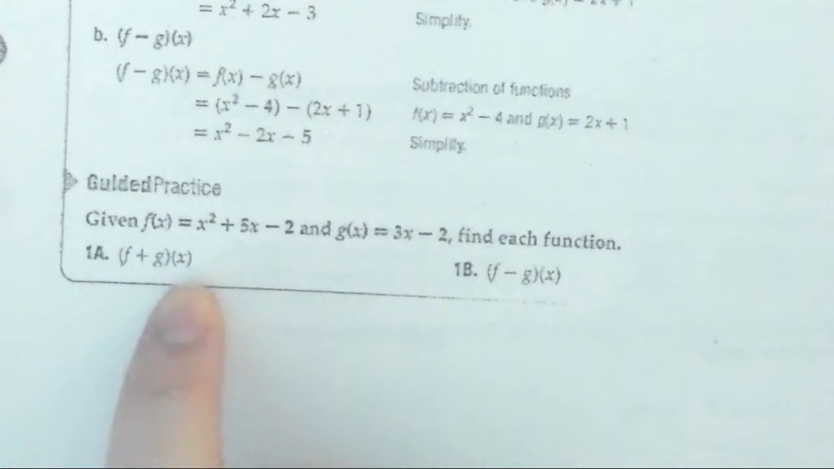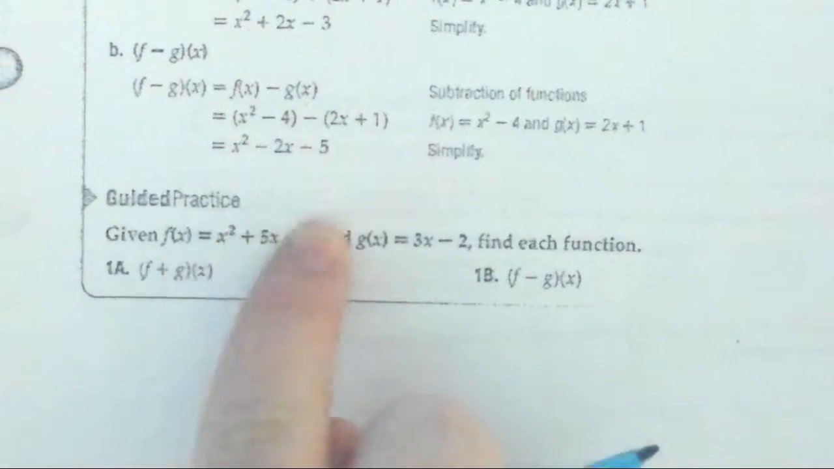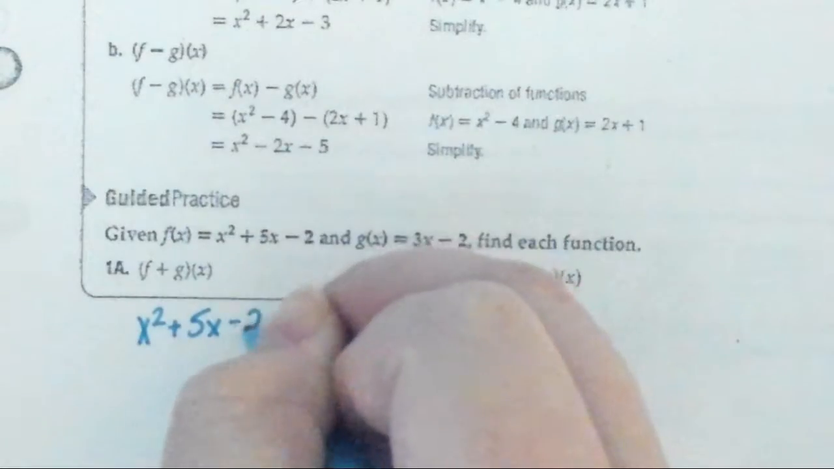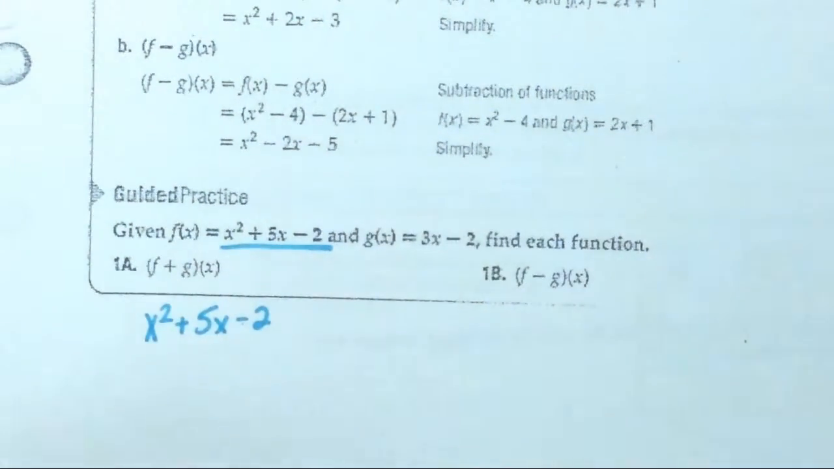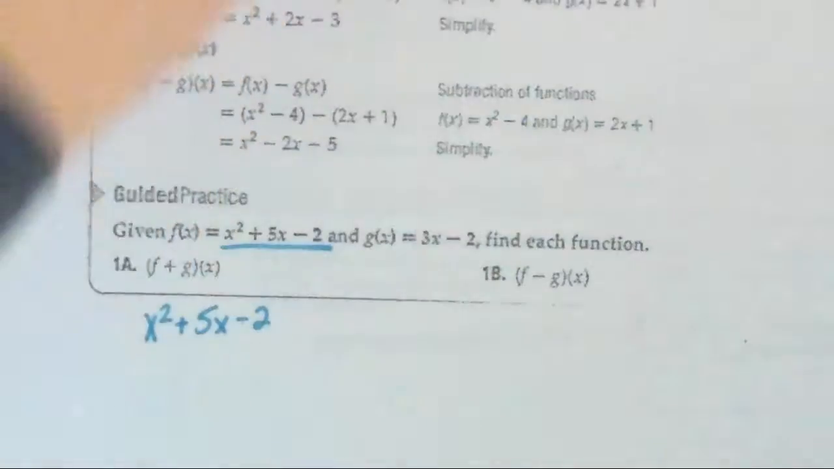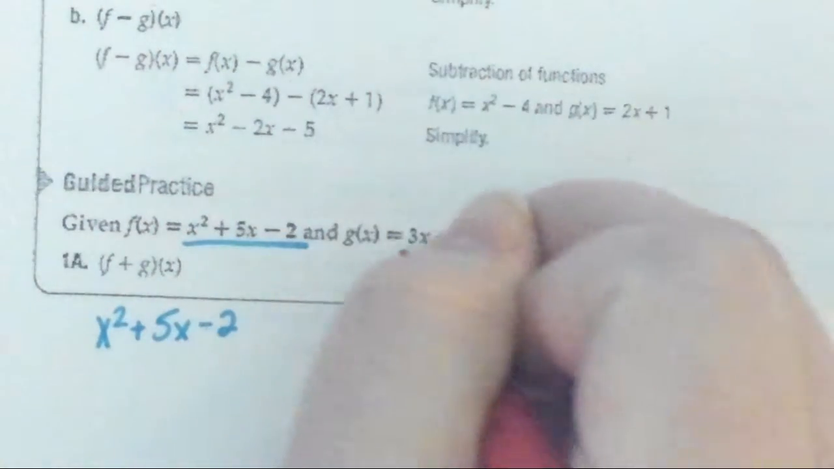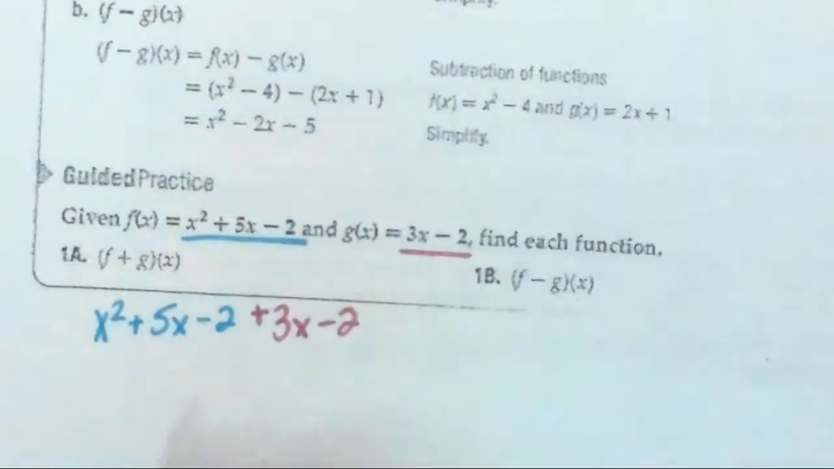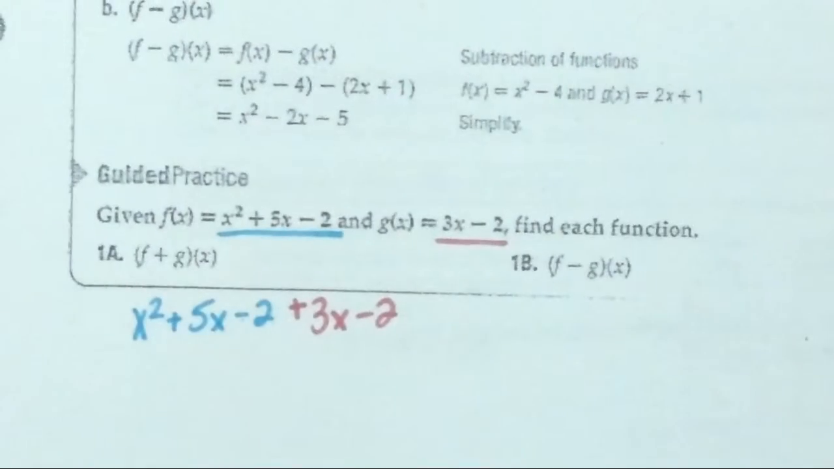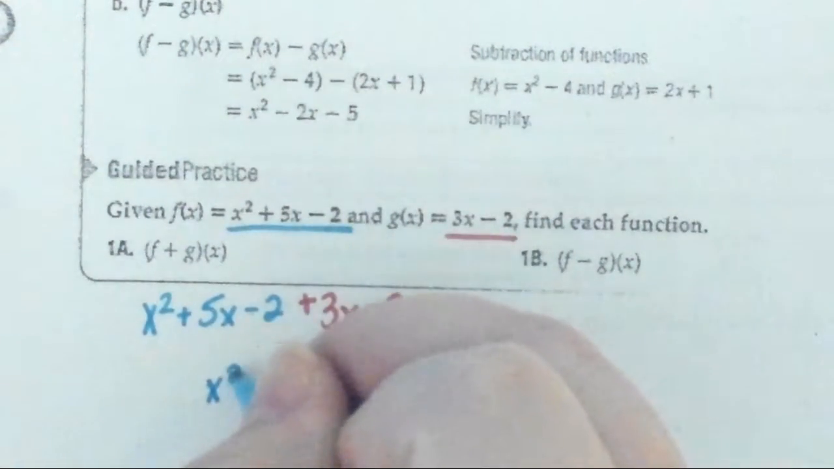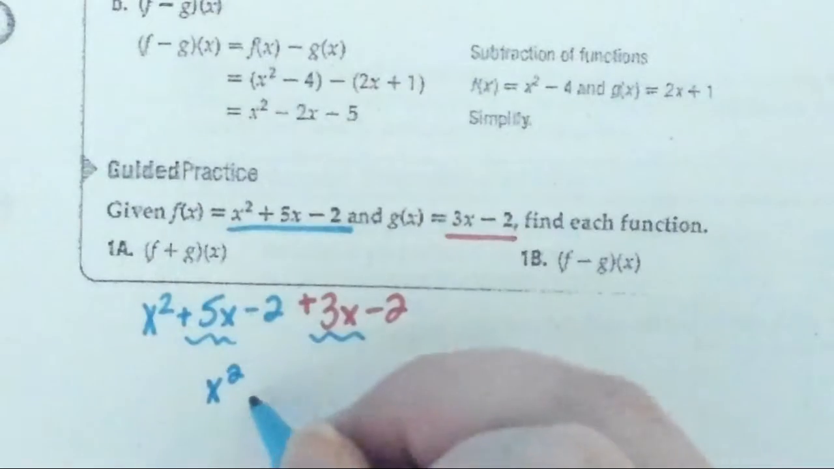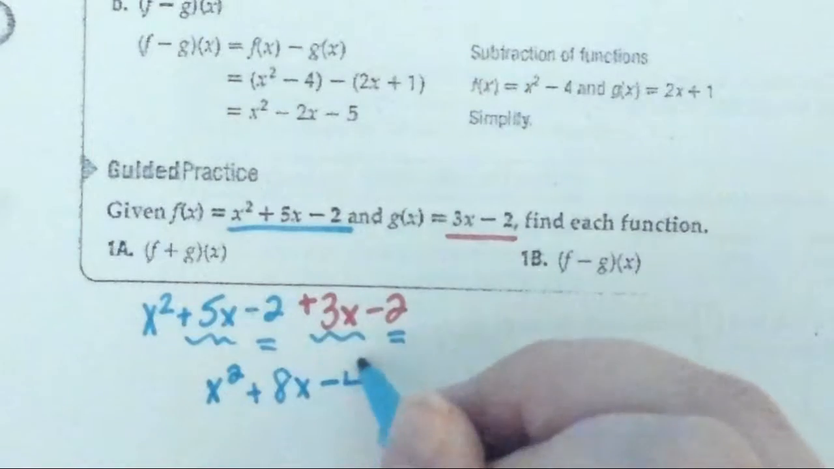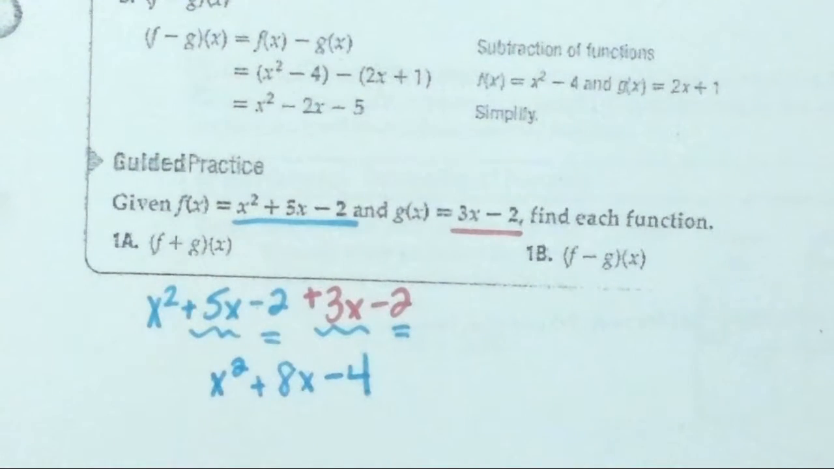Okay, so when they say f plus g of x, they literally want us to add f of x, which is this. So f of x is x squared plus 5x minus 2. I'm going to color it blue. And they want us to add g of x, which is 3x minus 2. And since we want to add, we're going to combine our like terms. So I've got an x squared, 3x and 5x make an 8x, negative 2, that means minus 4. Are there any questions about 1a?